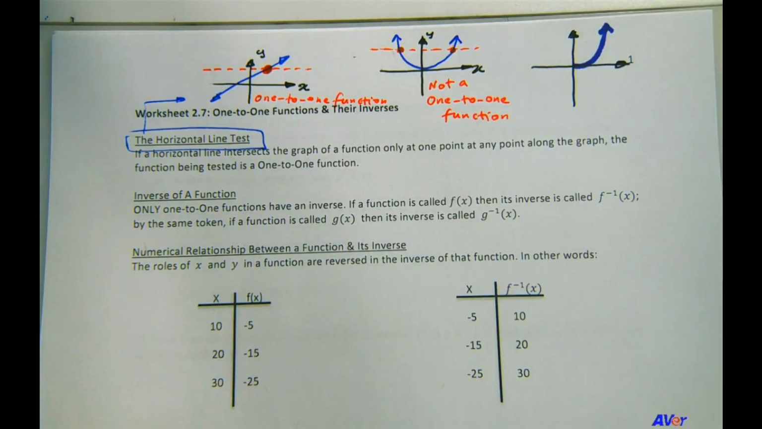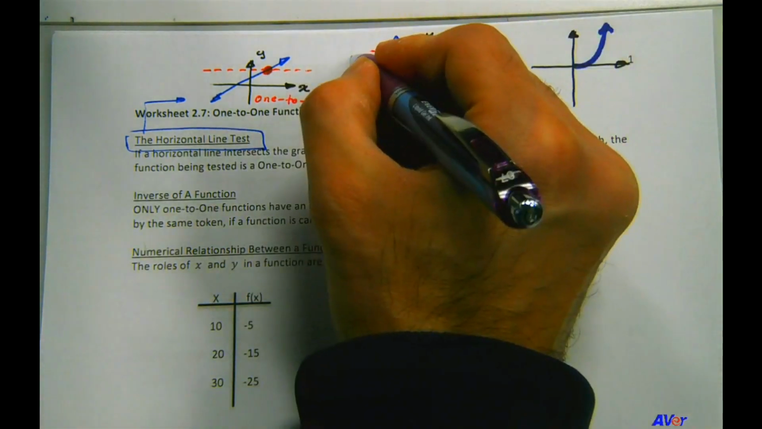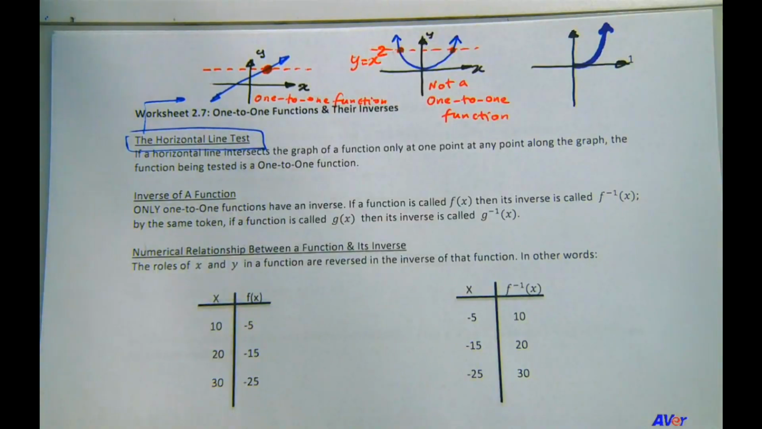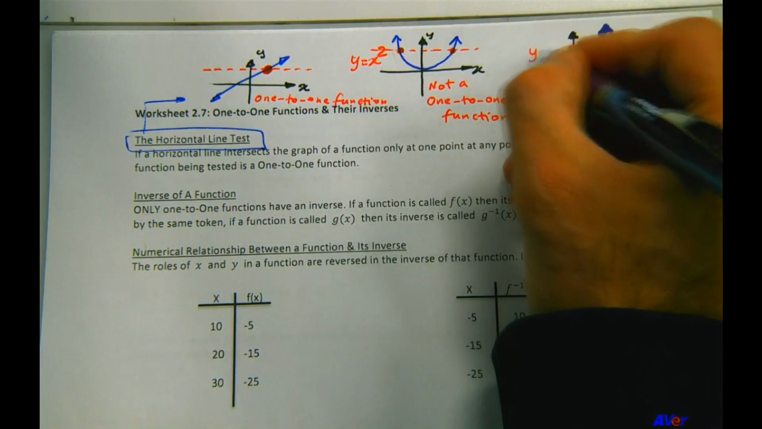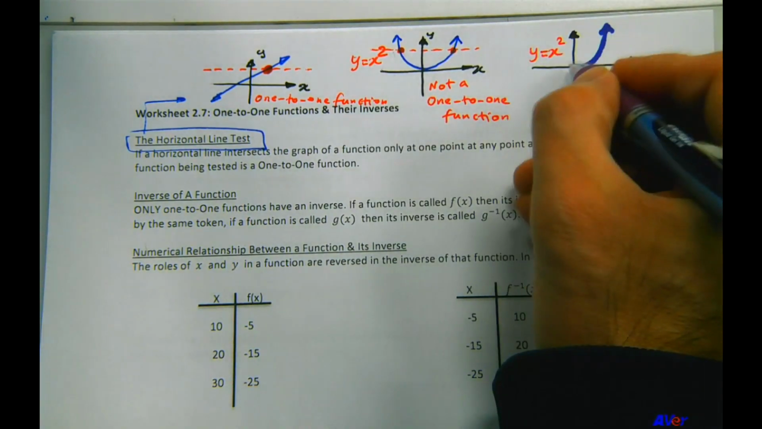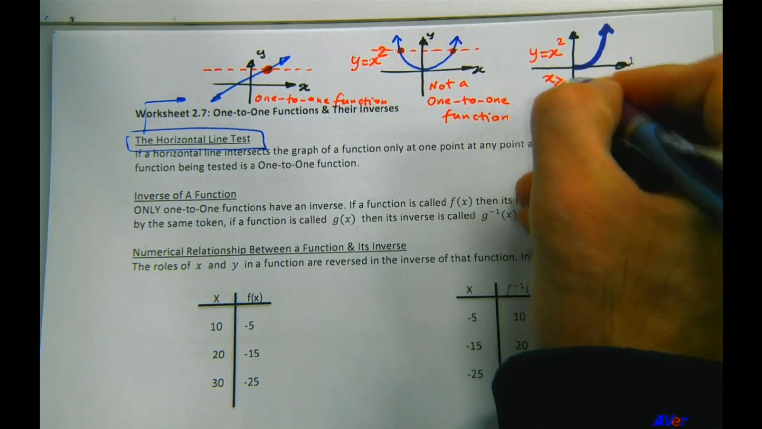Okay, so let me write this down here. So this is y equals x squared. That's the quadratic function. And so is this one, y equals x squared. But here we are restricting the domain to x greater than or equal to 0.